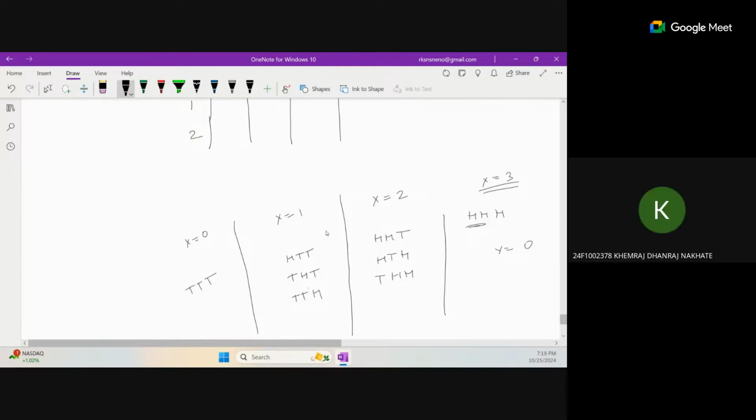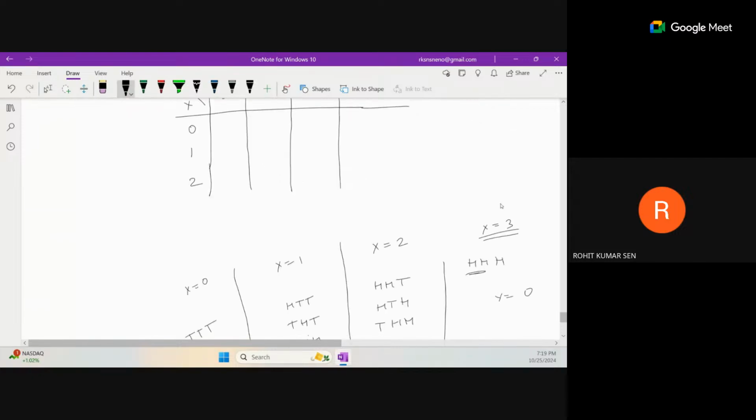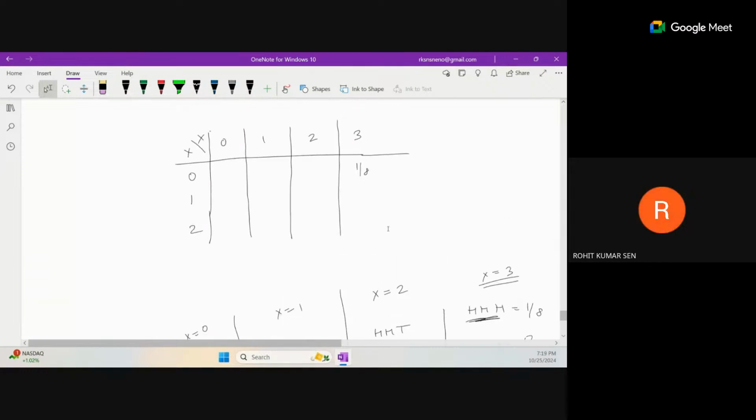So what is possible? TTT. Okay. So now tell me what is the probability of X = 3 and Y = 0? What is the probability of this? 1 by 8, right? Yes, 1 by 8. Now tell me X = 3 and Y = 1. It is 0. X = 3, Y = 2, again 0. Okay. Now X = 2 and Y = 0.